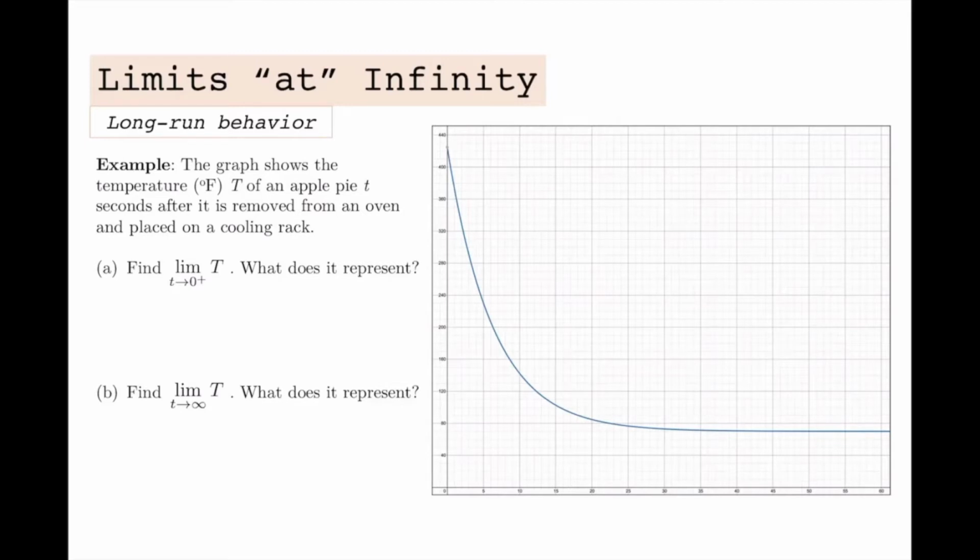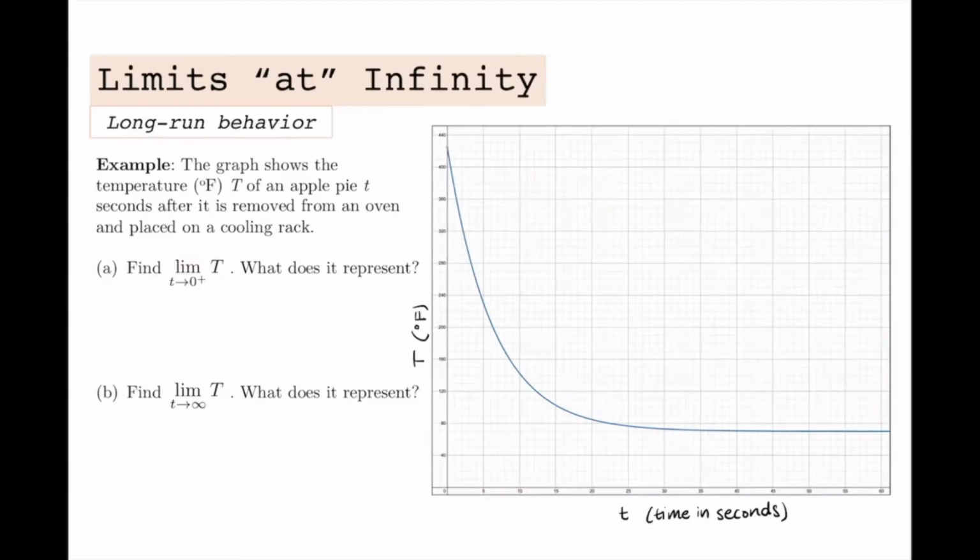Here we have a graph that shows the temperature in degrees Fahrenheit, which we'll call capital T, of an apple pie, little t seconds after it is removed from an oven and placed on a cooling rack. To be clear, the horizontal axis is little t, which is measuring time in seconds. The vertical axis is capital T, which is measuring temperature in degrees Fahrenheit. The first question says, find the limit as little t approaches 0 from the right of big T. As little t approaches 0 from the right, we will be going along the function and letting little t, the time, kind of go backwards to the beginning.